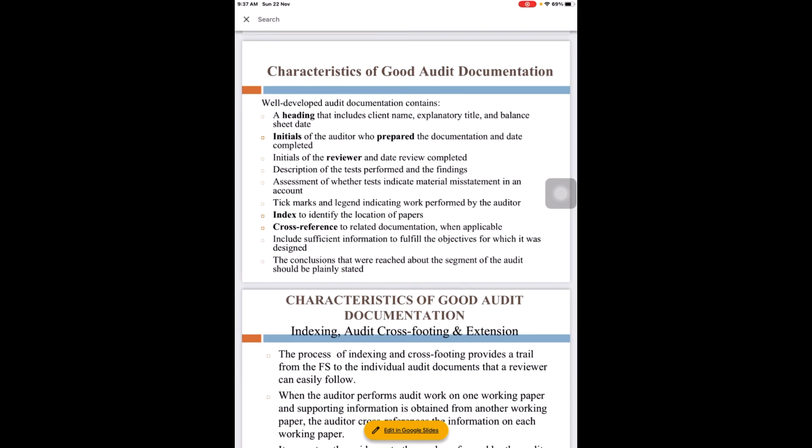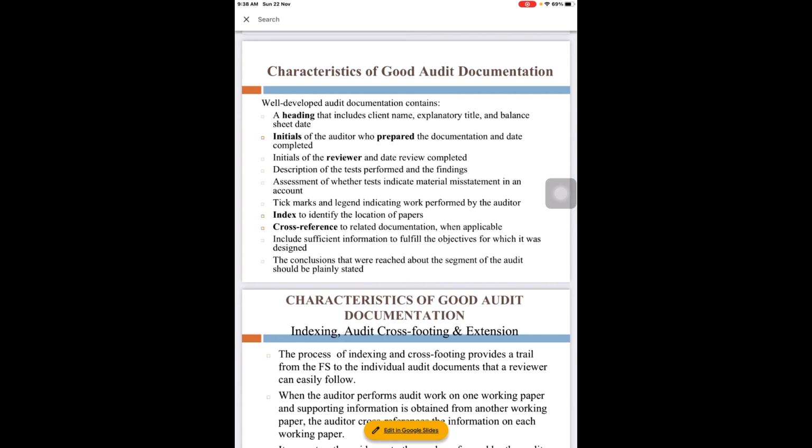So, tick marks and legend indicating work performed by the auditor. You have to do some ticking to make sure that you already did your part. Then an index to identify the location of the paper. So it means that we have the indexing also.